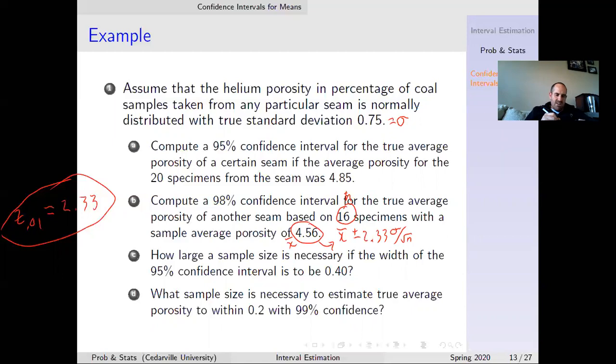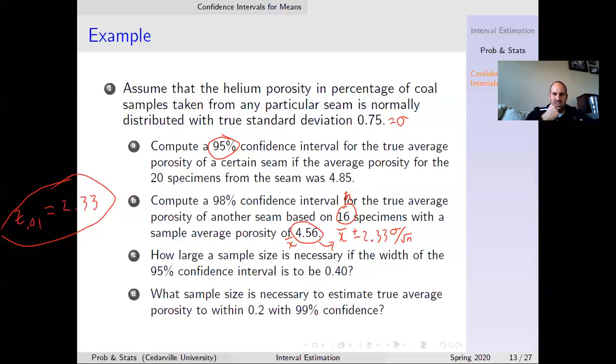Now up here, in the 95% confidence interval, you used 1.96 instead of 2.33, and that's going to result in a smaller width interval. Multiplying by a bigger number means that we're subtracting and adding more. So that's not surprising, although the numbers did change for this part. But if the numbers had stayed the same, it would have resulted in a bigger width interval.